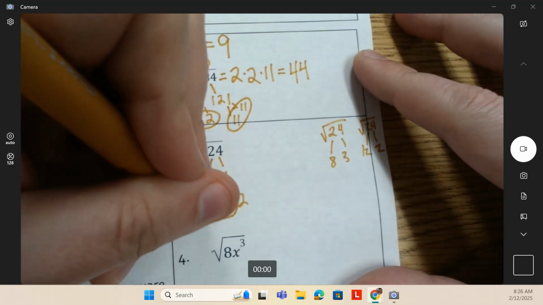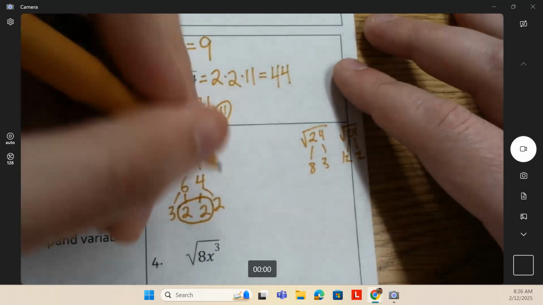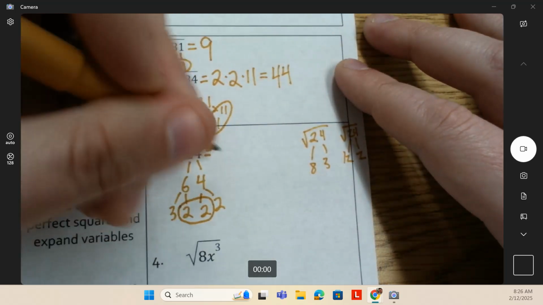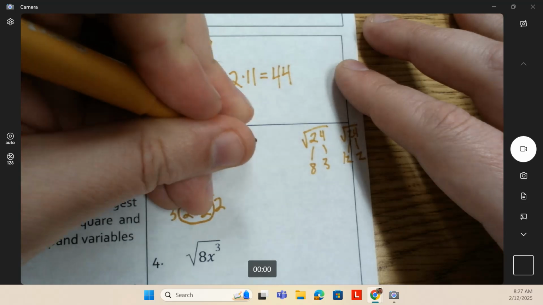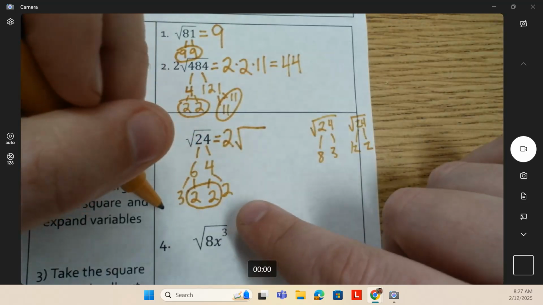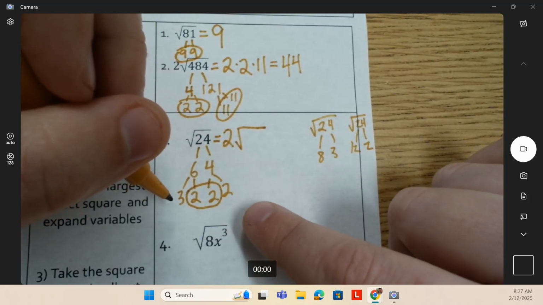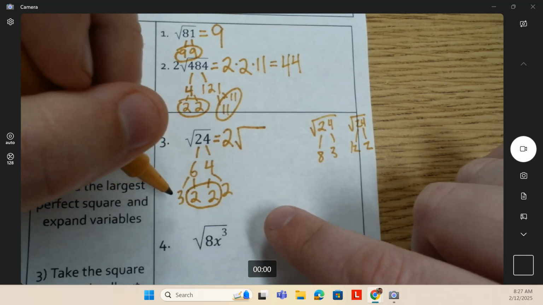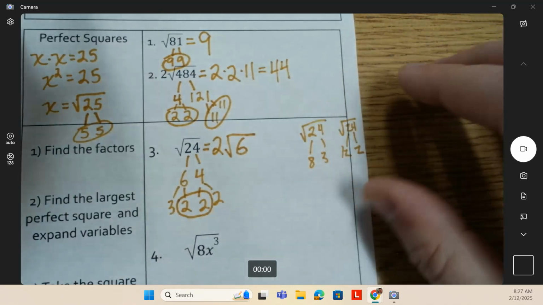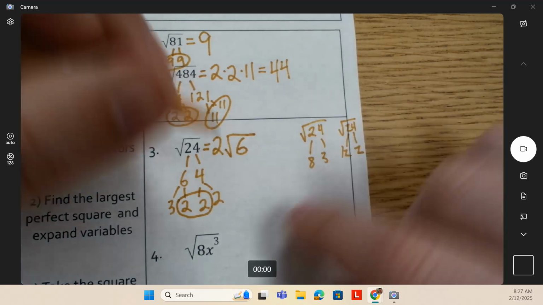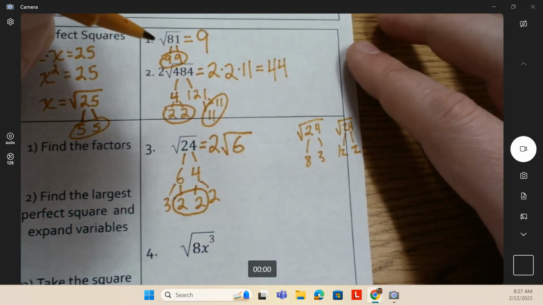So for instance, here I've got a pair of 2s, and it doesn't matter which ones I circle, but there's one pair of 2s, so that's a 2 on the outside. And then everything that's not paired up, so the 3 and the 2 here, are going to multiply back together and move back inside the house. So that would be 24 is 2 times the square root of 6.